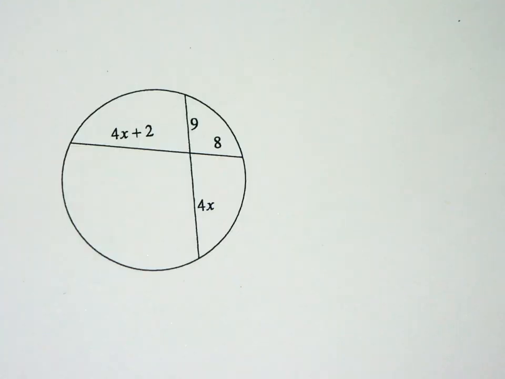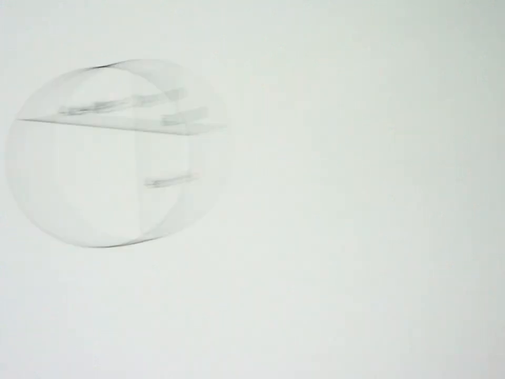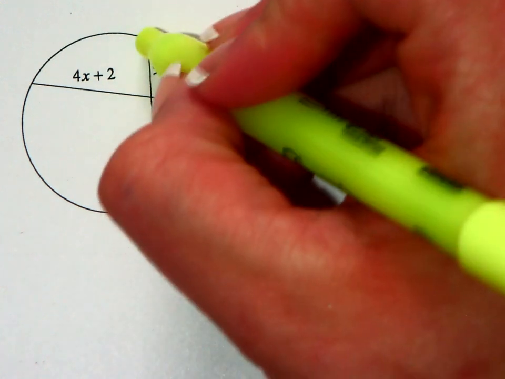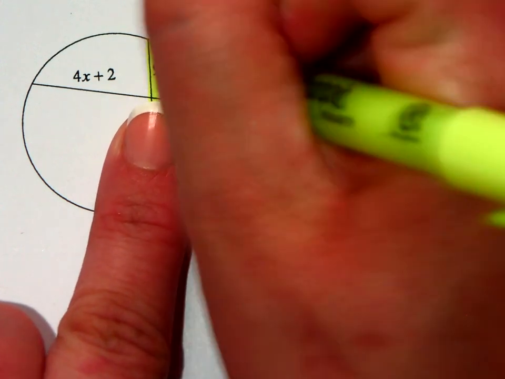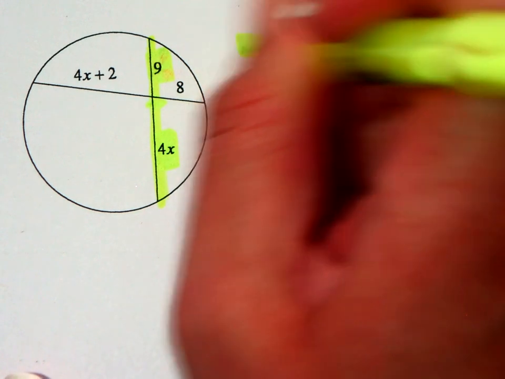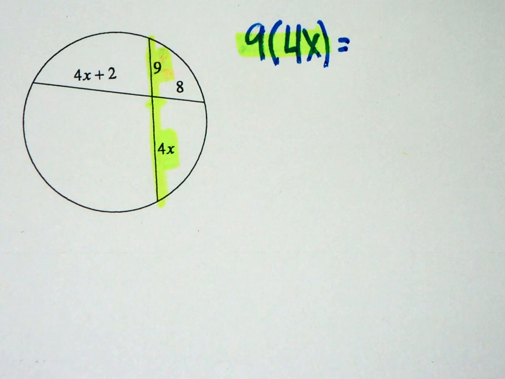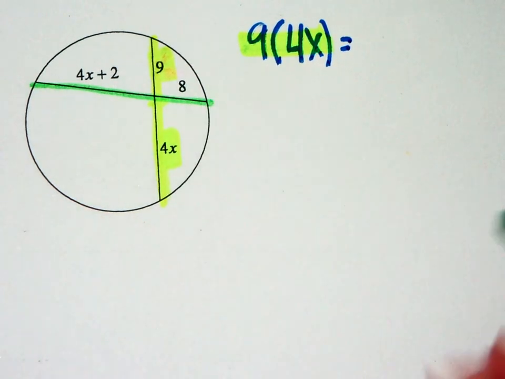And for our last one, this last one involves chords. Now this looks a little challenging. I don't know why this one always seems to look a little more intimidating than the other ones, but its formula is actually the easiest. All you're going to do is highlight your two chords in your problem. To start, I'm going to do this chord first. I notice that this section from here to here is 9, and this section is 4x. All you're going to do is multiply them together. 9 times 4x.